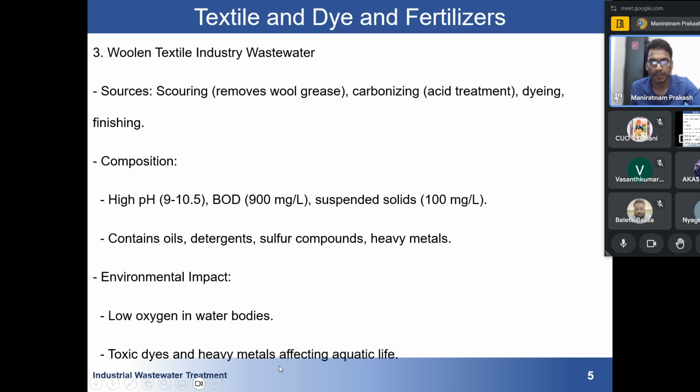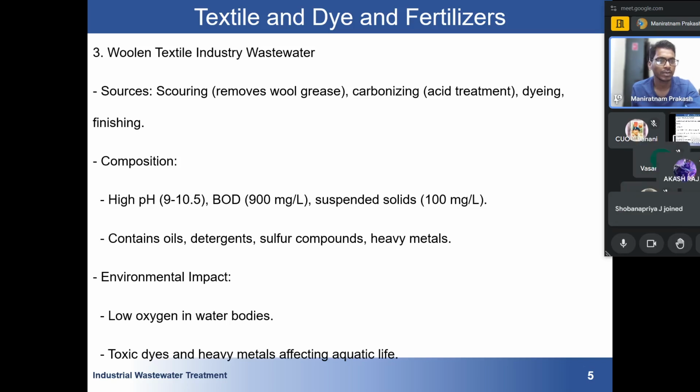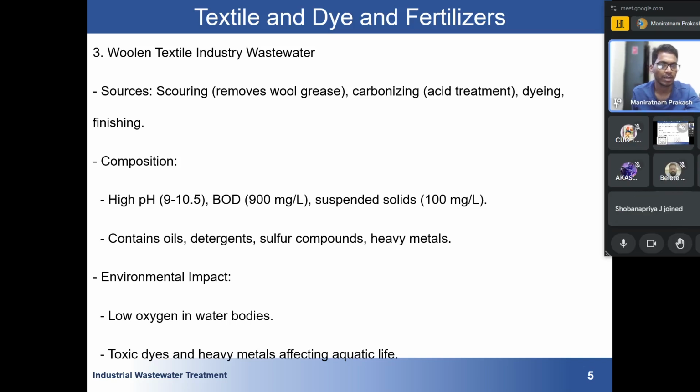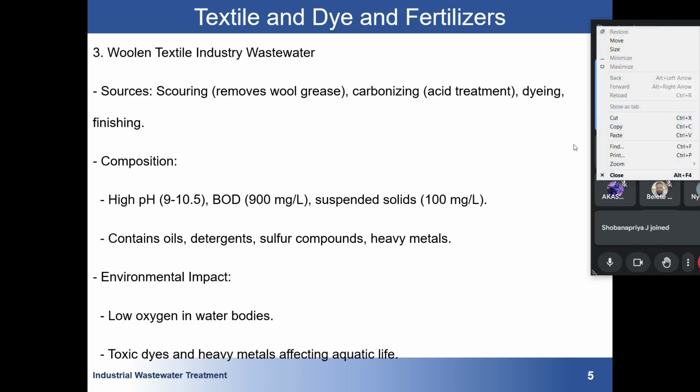Toxic dye and heavy metals affect aquatic life. Again, these heavy metals are themselves toxic. Suppose there is chromium or something, it will eventually affect aquatic life. Toxic dye also generates color and all these things, so in that way it harms our aquatic life.